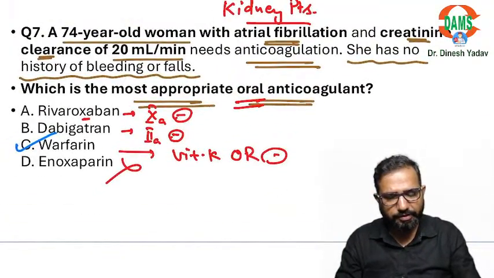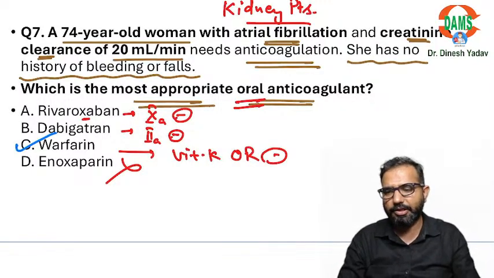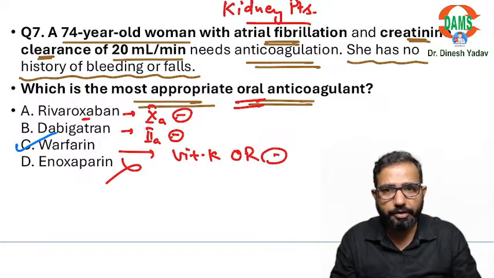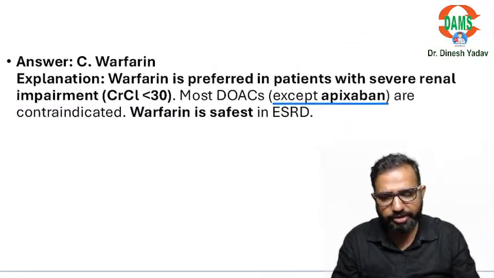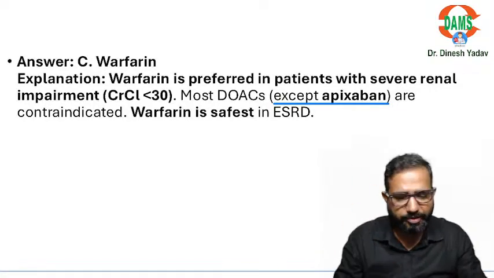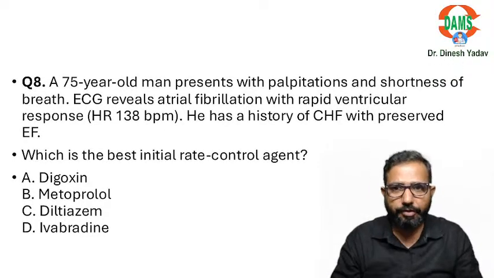The answer is C. How can it be D? Enoxaparin is parenteral. So maybe by mistake the option D has been given as the answer, but the correct answer will be warfarin. There is no doubt in that, right? So please correct it. Okay, understood? This is the reason we always say read the explanation carefully. Attend these sessions carefully.